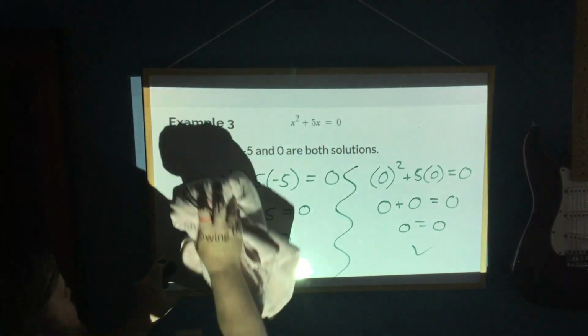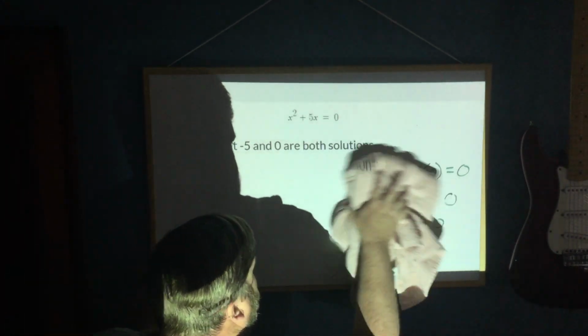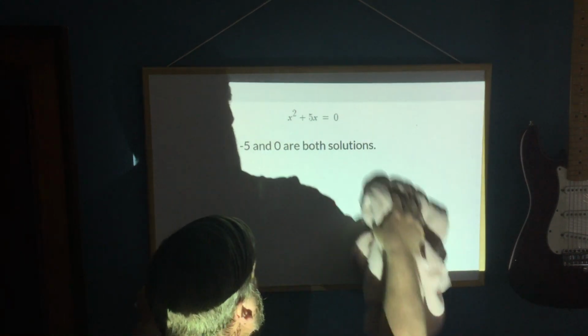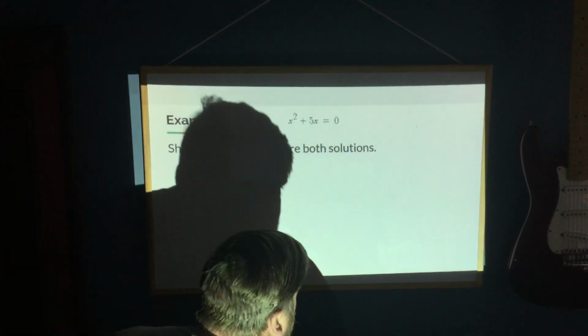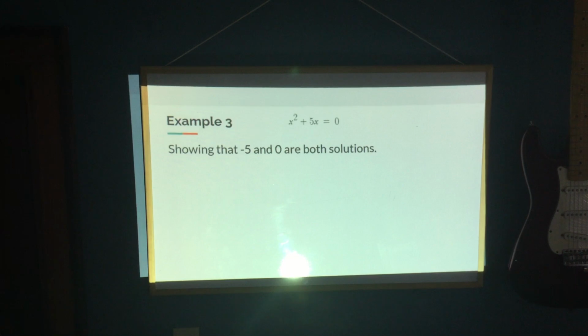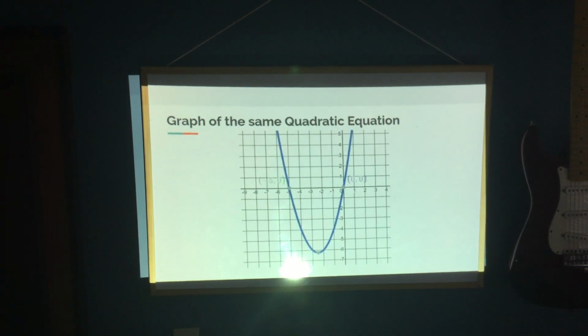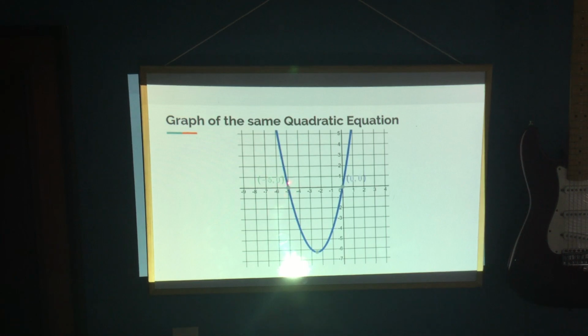And just like the previous two examples, if I show you the graph, those two numbers will also be the x-intercepts. There's -5, 0, and then there's the 0 of 0.